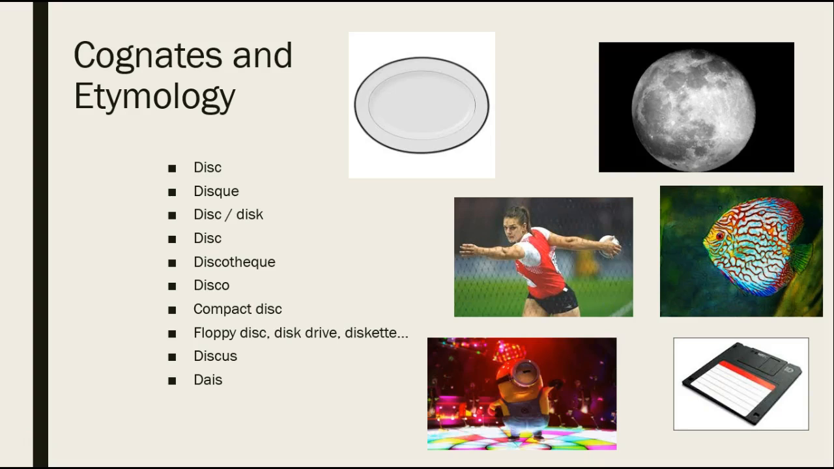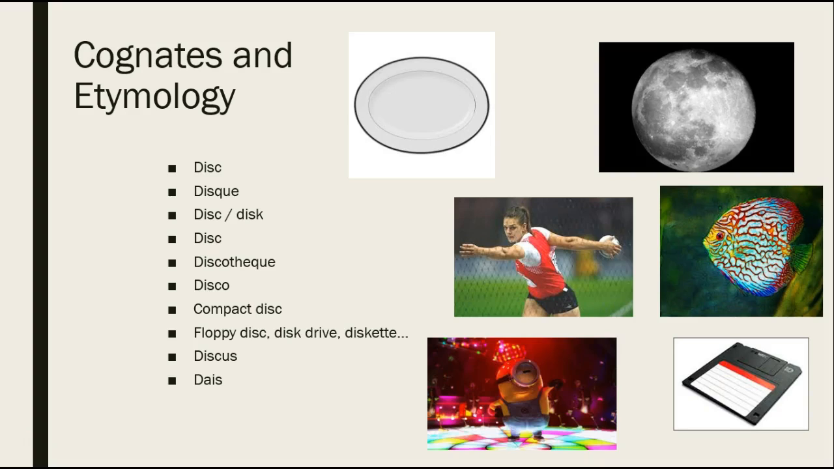In the 17th century, the word discus was actually borrowed directly from ancient Greek with its specialized athletic meaning. So we have there a picture of a young lady getting ready to throw her discus. While I was searching for pictures of discus throwing, I discovered there is also a fish called the discus. It's the discus fish. And so I put a picture of the discus fish on here.